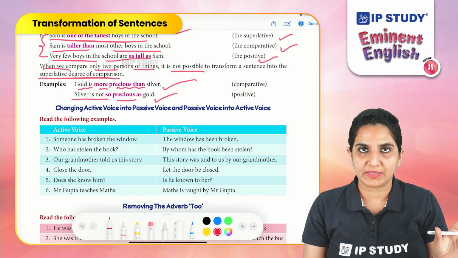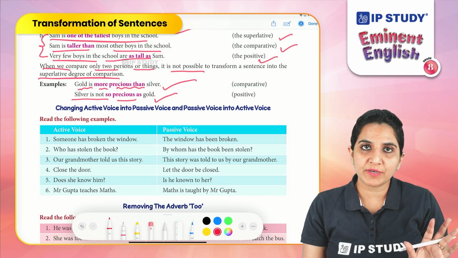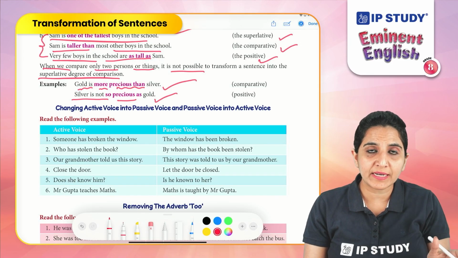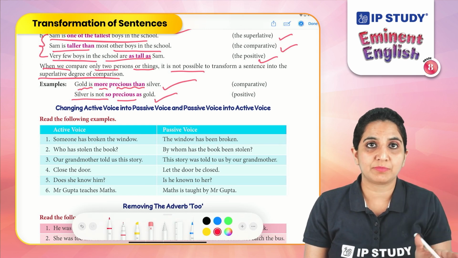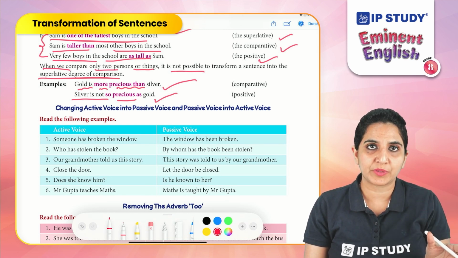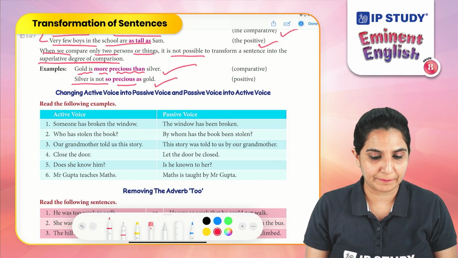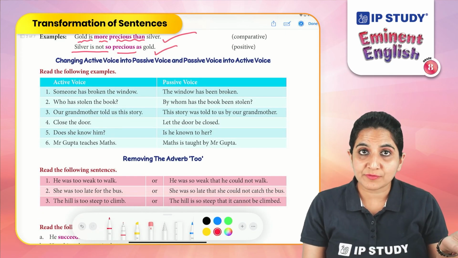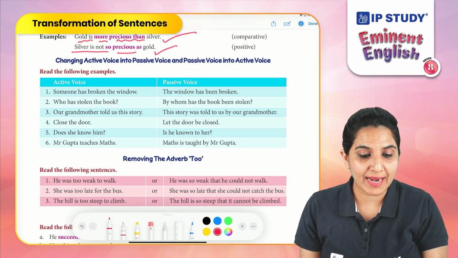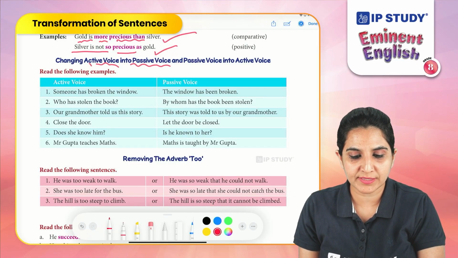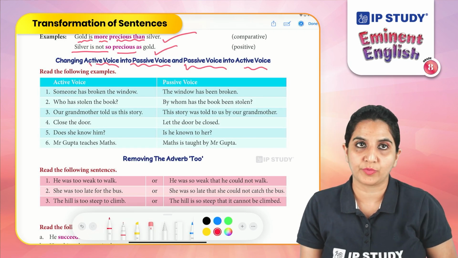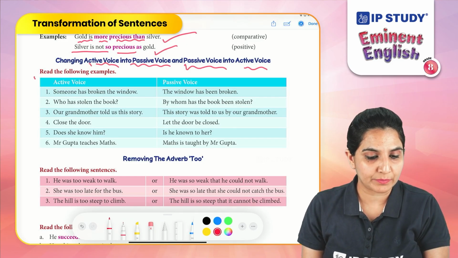When we need comparison between two similar objects, this cannot be done in the superlative degree. The superlative degree can be used only when you do not need comparison between two things. But when you require a comparison between two things, you can only use the comparative degree and the positive degree. Now we can also transform a sentence by changing active voice into passive voice and passive voice into active voice. Let us see some examples.